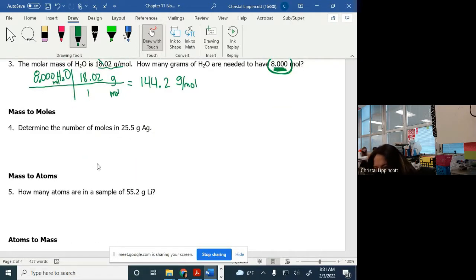All right, we want to figure out how many moles we have in 25.5 grams of silver. Figure out how many moles that is.